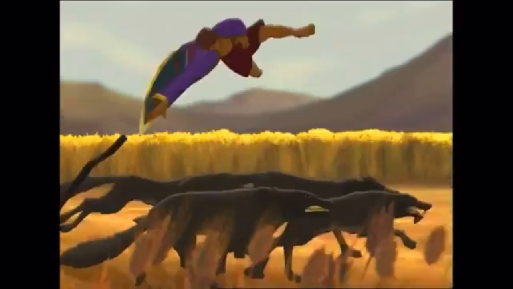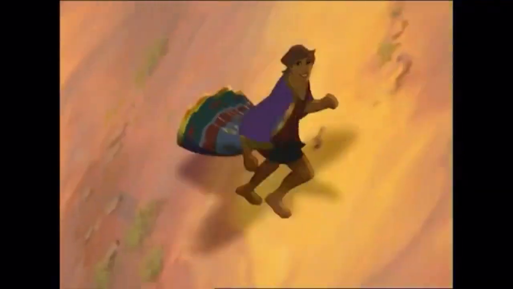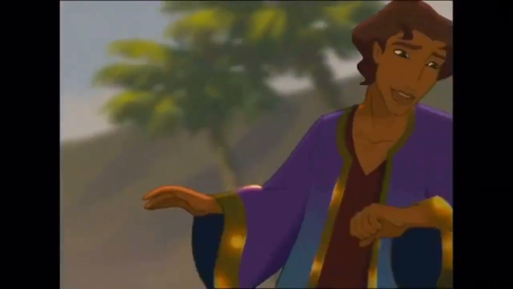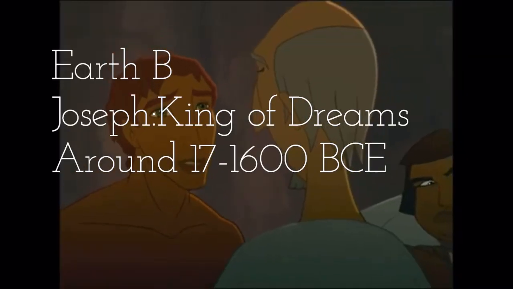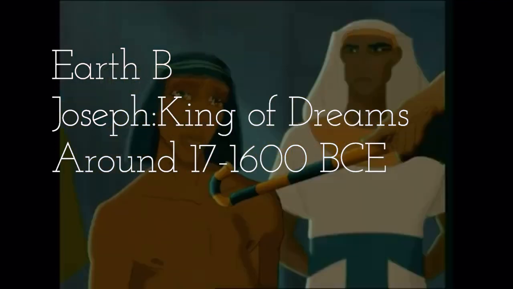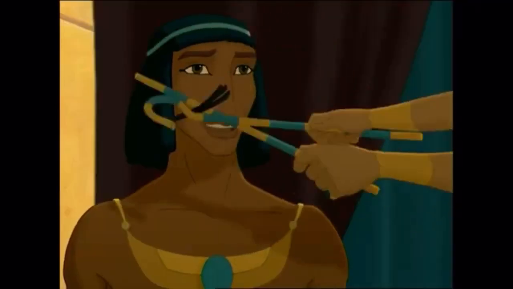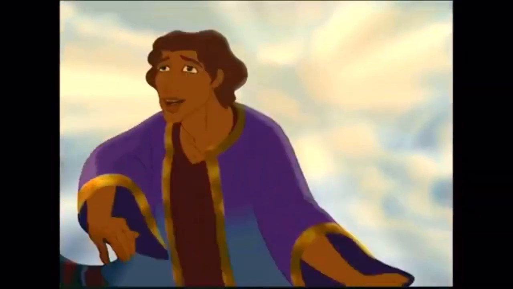Our next film is Joseph, King of Dreams. This is a prequel to The Prince of Egypt, meaning that it's going to be placed on Earth B. Now, that means that the timeline of Earth B is as follows: Joseph, King of Dreams, and then a couple centuries later is The Prince of Egypt.